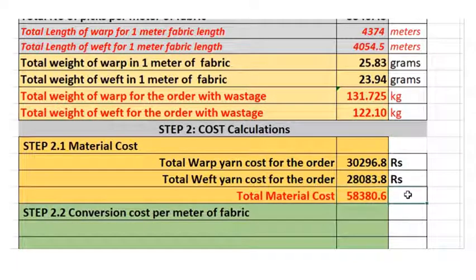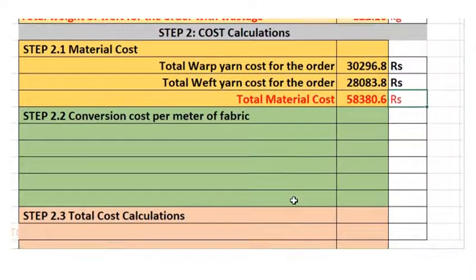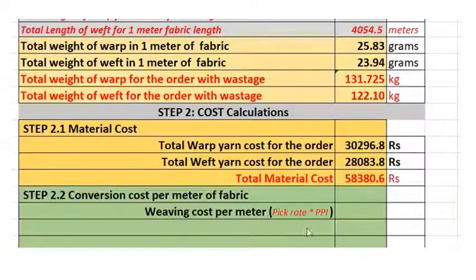So we have got that value to be 58,380.6 rupees. So this is the material cost for this order. Next is the conversion cost per meter of fabric. Weaving cost is given per pick. Weaving cost per meter is pick rate into PPA.